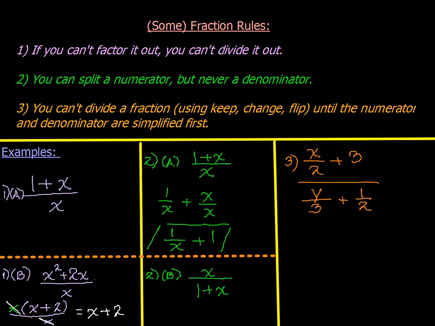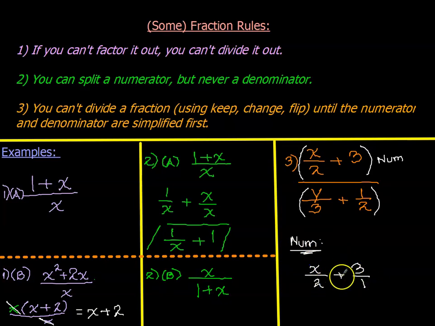And then for your final rule, which will be a bit longer, but you will see this in your practice test, you can never divide a fraction, meaning use the whole keep, change, flip process until the numerator and denominator are simplified first. So if you look at the numerator, you have to add these fractions first. So I'm going to take a sidebar and just take care of the numerator. So that gives me x over 2 plus 3 over 1.